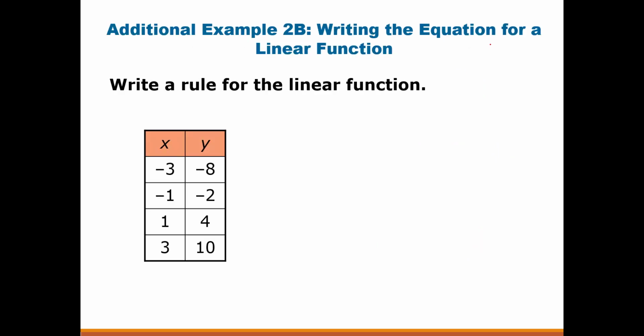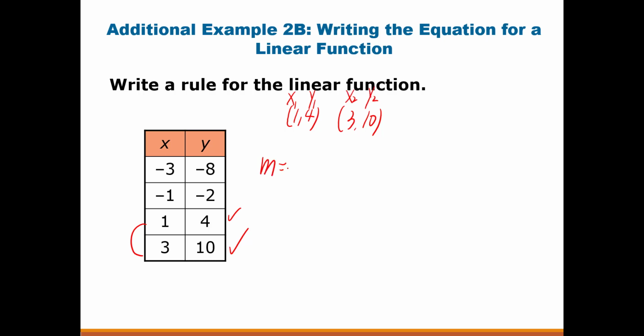Okay, so next, let's write a linear function in the standard slope-intercept form. Here we are given 4 ordered pairs, and in order to find a linear function, we need to first find the slope. You can take any 2 ordered pairs. I would take the last 2 because they have positive numbers, which is easier to work with: (1, 4) and (3, 10). Take those 2 ordered pairs and label them x1, y1, x2, y2.